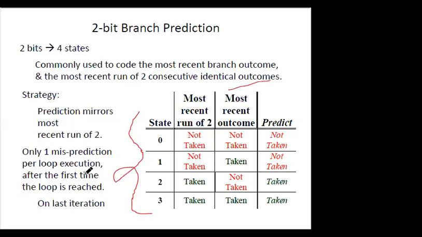Only one misprediction per loop execution after the first time the loop is reached. As we can see, in state 0 we had 3 mispredictions, then in this case 2, then in this case 1, and finally there was no misprediction, so the accuracy improves. As multiple stages are involved, the branch prediction accuracy improves.